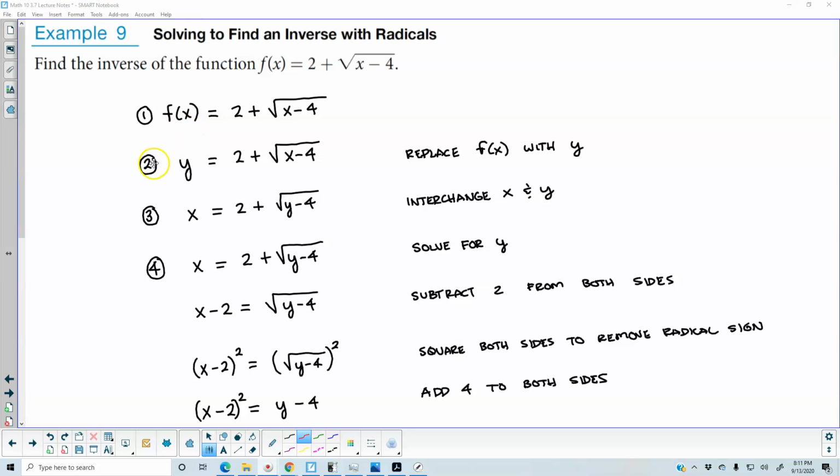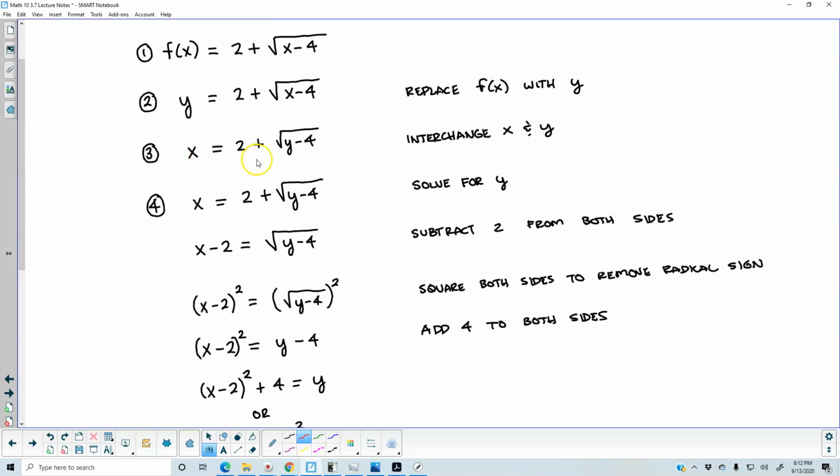And then in step 2, we're going to replace f of x with y. So y is going to equal 2 plus the square root of x minus 4. Now in step 3, we're going to interchange x and y. So now the y becomes an x, and the x now becomes a y.